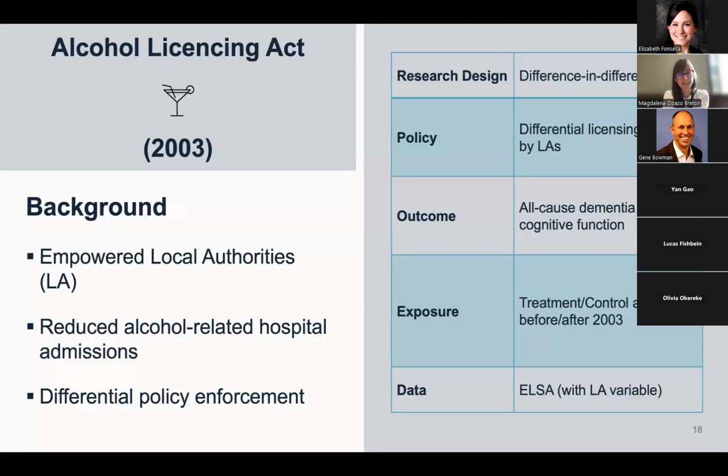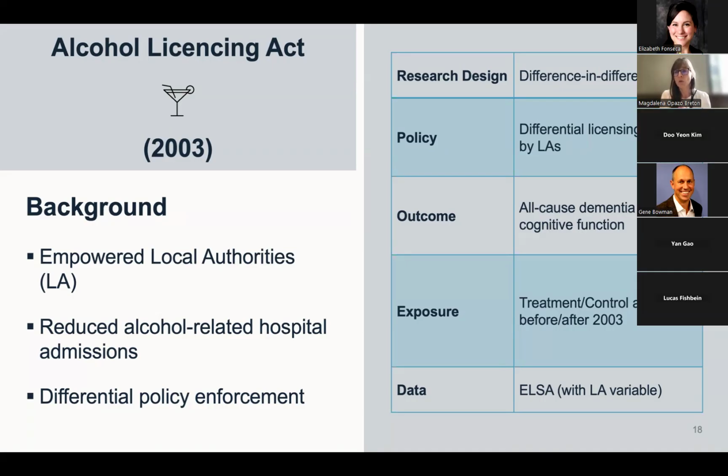Then there's the Alcohol Licensing Act. This was an alcohol policy implemented in the UK, which gave power to local authorities, which are small area geographical authorities in the UK, to control availability of alcohol and the alcohol environment. And there's evidence that this policy reduced alcohol-related hospital admissions in those local authorities where there was a higher enforcement of the policy. So there was not an equal enforcement of the policy across local authorities, and this allowed finding an effect on alcohol-related hospital admissions.